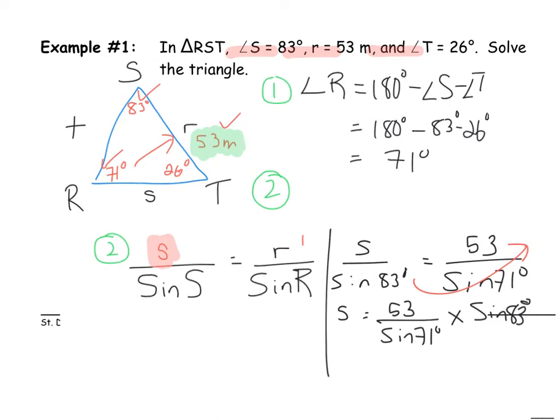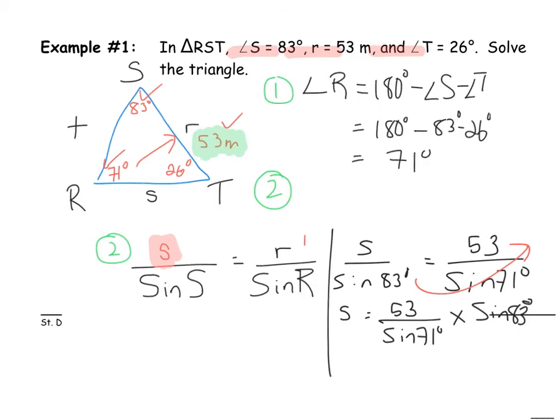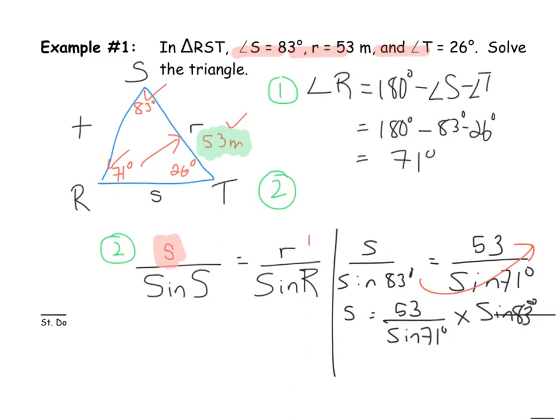I'm going to go ahead and type this into my calculator as well, and let's see how it goes. So typing in 53 divided by, I have a backwards calculator, so I have to type in my 71 first and then sine. I usually go equals after that for some reason, and then I'm going to go times 83 and then sine equals. And so I'm getting, when I round to the nearest, and the question didn't specify, so I'm going to just choose to round to the nearest whole, and I'm getting 56 meters.